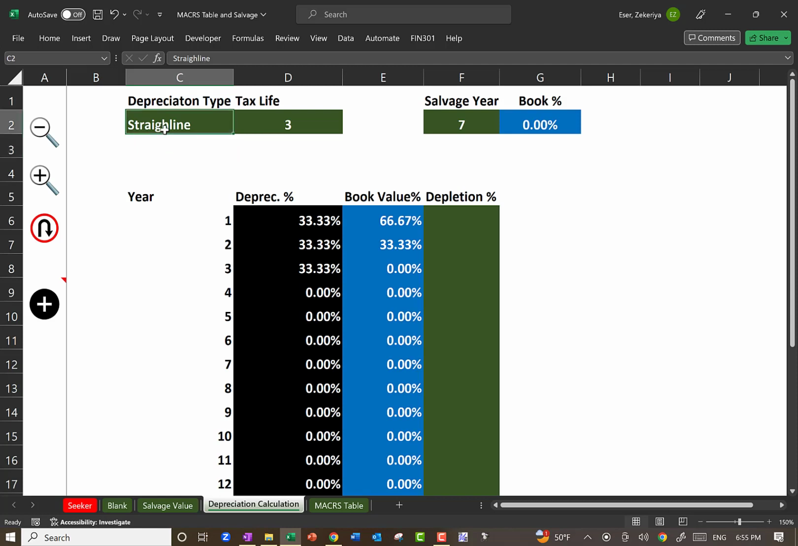Or if it's depletion, you actually have to enter individual depletion amounts, percentages for each year. For the purposes of this class, you'll never need that. This is something that you can use in your own life later on. So I can even type an M here. It knows that it's MACRS, okay?